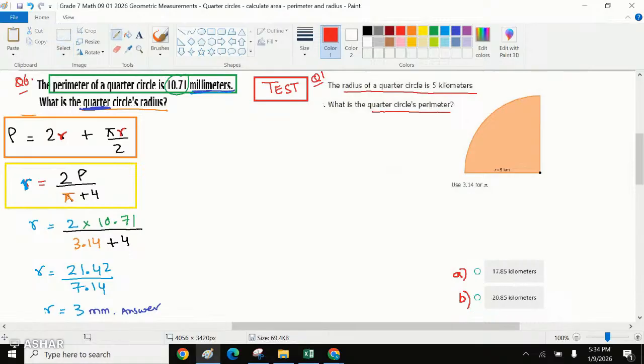Let's do a question or two from the test. The radius of a quarter circle is 5 kilometers, right? Can I have the answer, Prem? Option A or option B? Prem, what is the answer?